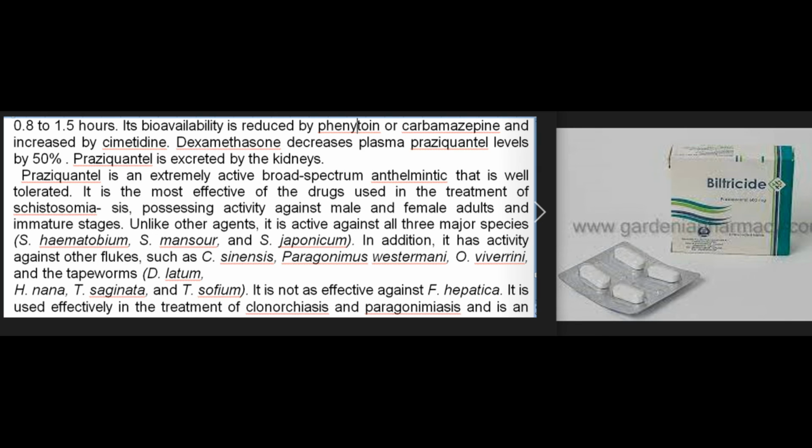Adverse reactions tend to occur within a few hours of administration. They include gastrointestinal intolerance with nausea, vomiting, and abdominal discomfort. This may be due to the liberation of helminth proteins from dead worms rather than any direct effect of the drug.